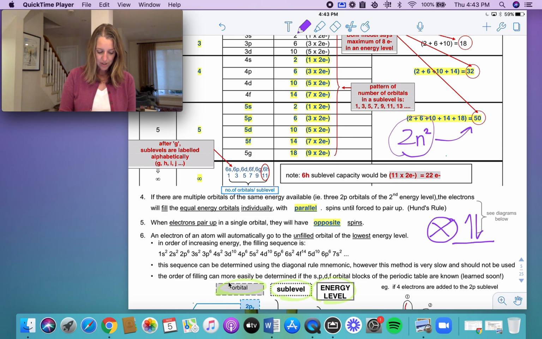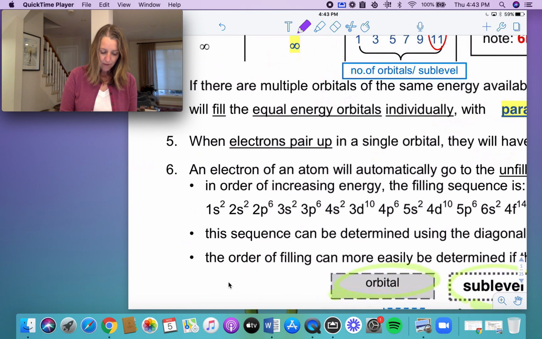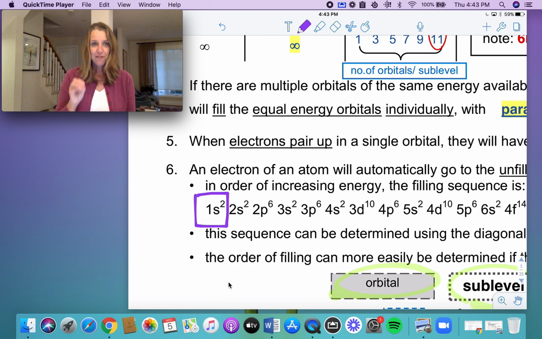The next thing I want to highlight is you never have to memorize the order of filling for the electrons. There are some fancy ways to do it, and I was taught an old-fashioned way that's quite a bit harder than the way that you were probably taught, to use your periodic table and to just simply count the electrons.